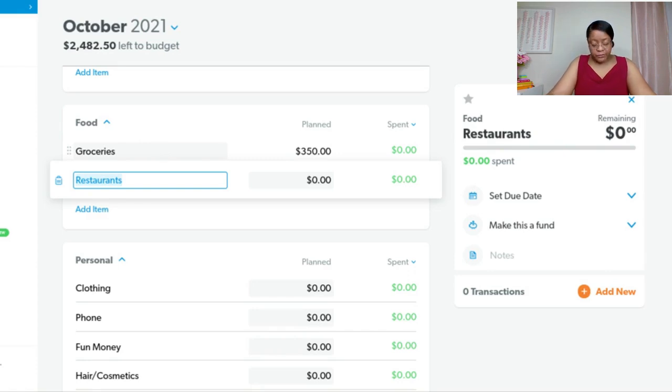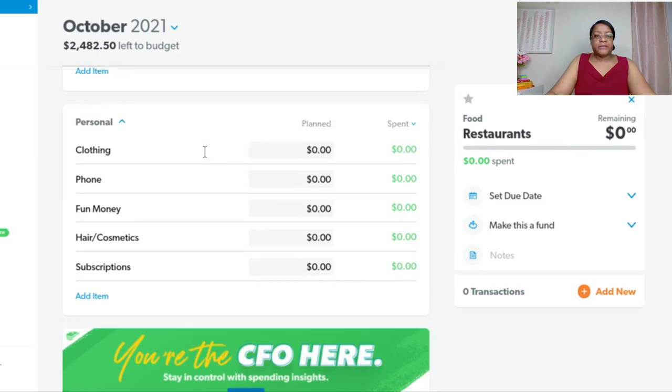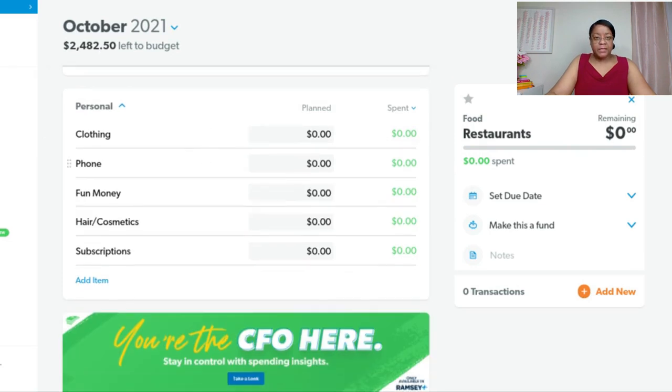Restaurants. I don't have anything in my budget for restaurants, and that's a good thing because I don't have a lot of money. Once we get down to the debt and all these other sections, you're going to see I have a lot of money that I actually pay out. I just haven't done it yet. And so I have $2,482.50. Back then, I did not give myself clothing money or personal money.